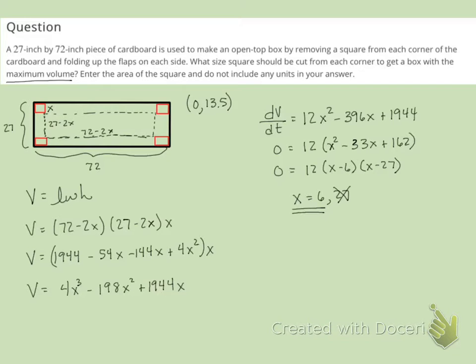And so the question finally says, enter the area of the square. So if the length of the square is 6, then the area of the square is 36. And do we have a unit? Square inches.